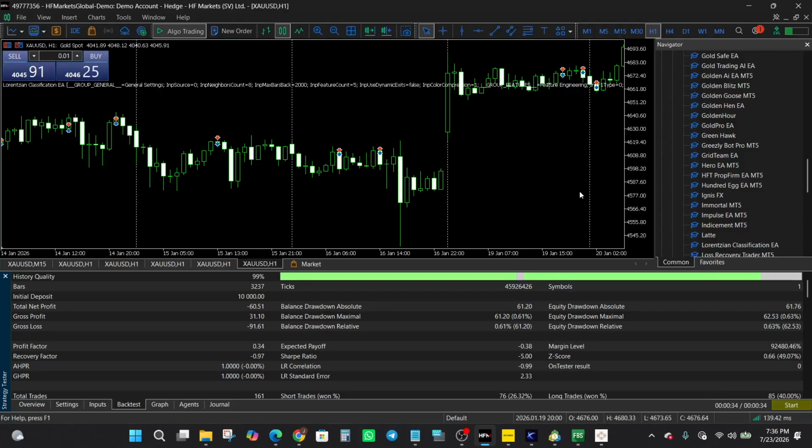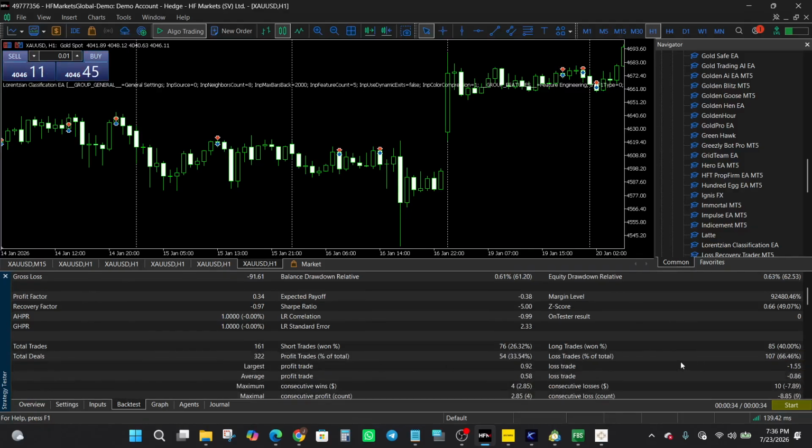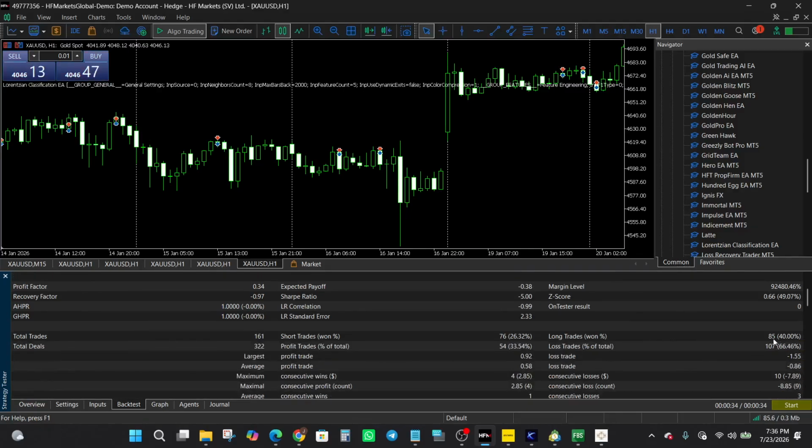Now, looking at the trend alignment during the test, the EA took 85 long positions with a 40% win rate and 76 short positions with a 26.3% win rate. While the multi-feature model generated consistent trade opportunities across changing market states, the historical chart shows that tight stop placement during high volatility gold movements led to multiple consecutive losses during choppy periods.